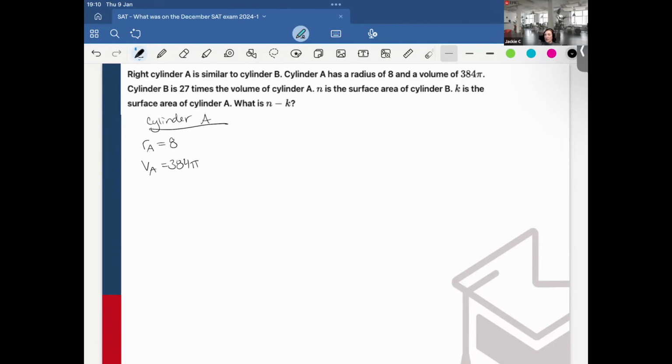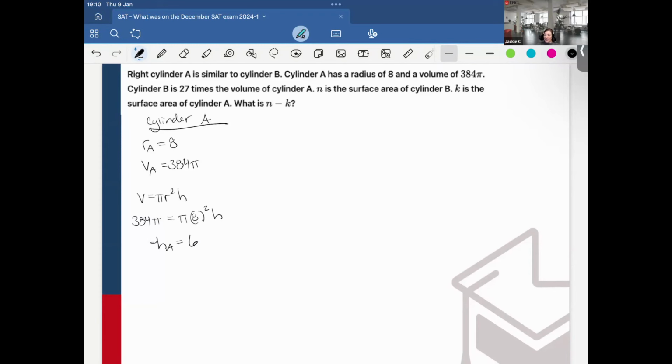And remember, this is given to you on the formula sheet. The volume is pi r squared multiplied by height. So I can plug in the volume, 384 pi, which is equal to 8 squared, so 64, multiplied by h. Divide out the pi, 384 divided by 64. So the height's going to be 6.